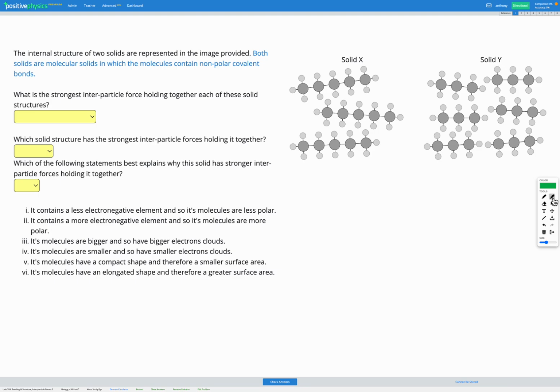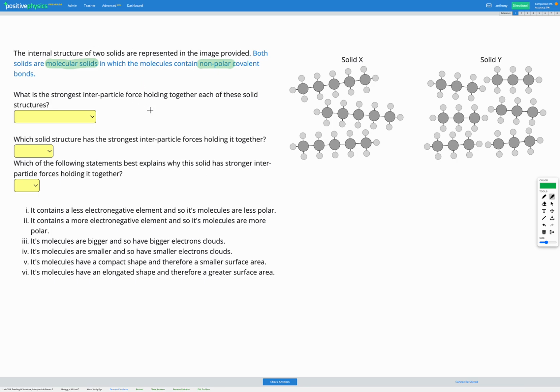In this question, we're provided again with two solids. We've got images showing their structure. Both are molecular solids in which the molecules contain non-polar covalent bonds. So solid X and Y are both molecular solids.